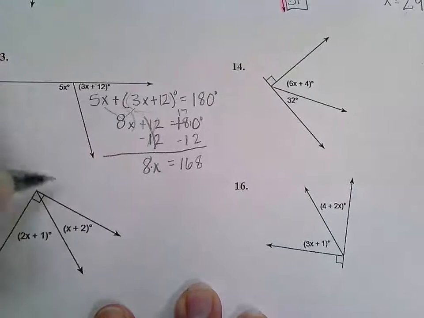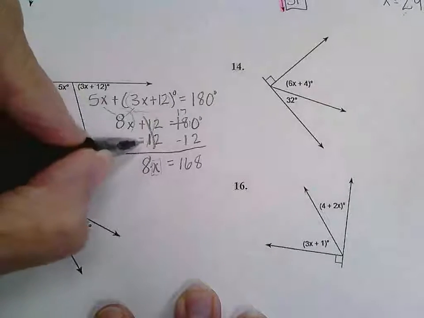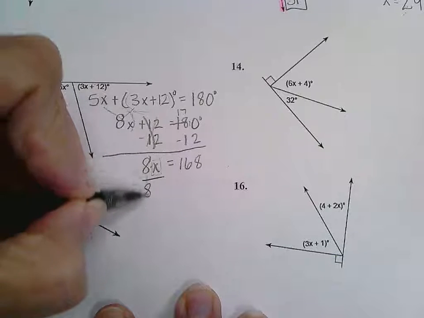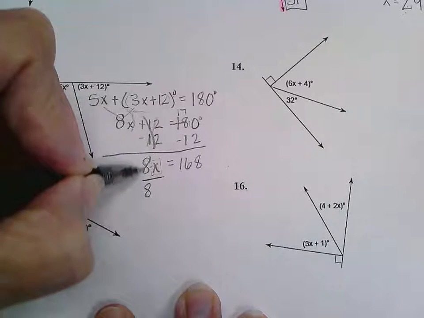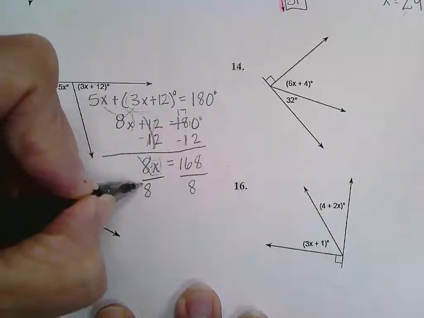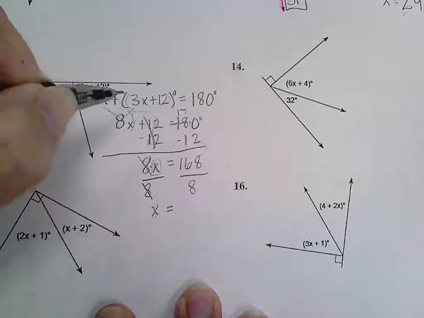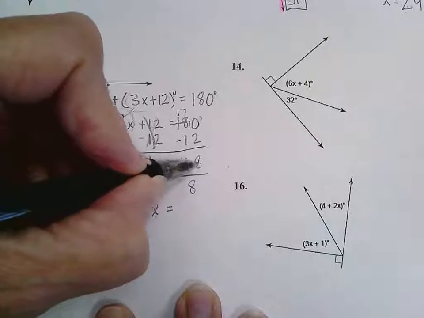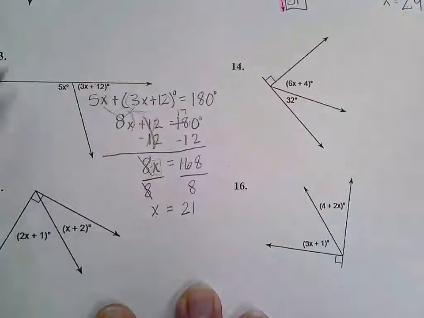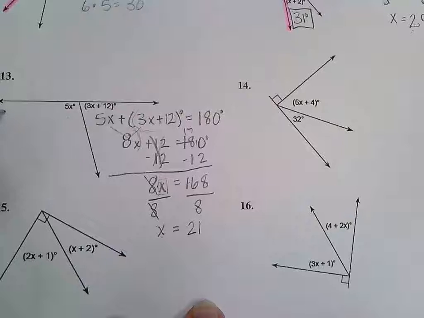Because this is multiplication, to just get my x isolated, which is my goal in algebra, to have my variable on one side and a number on the other, I'm going to divide by the coefficient that is in front of my x value. So 8 divided by 8 is 1, so that just leaves me with 1x, and 168 divided by 8 is going to be 21.